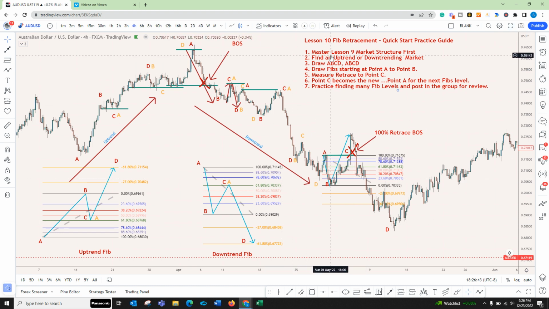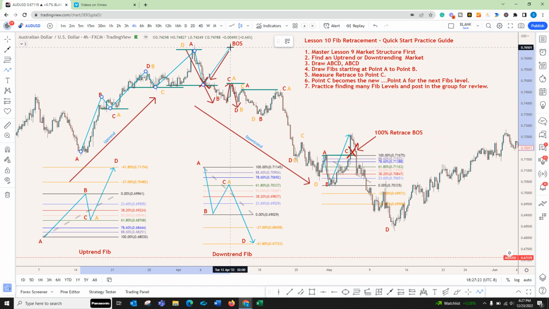So I want you to practice this. Step one says master market structure, master lesson 9 market structure. Before you can learn how to place Fibonacci retracement and how to use it, you have to master market structure. For example, here in lesson 9, I had another quick start practice guide. I told you to go and practice this: call this the impulse wave, retracement, draw the little line here, impulse wave, retracement, and you can see it retraced back to this previous level.